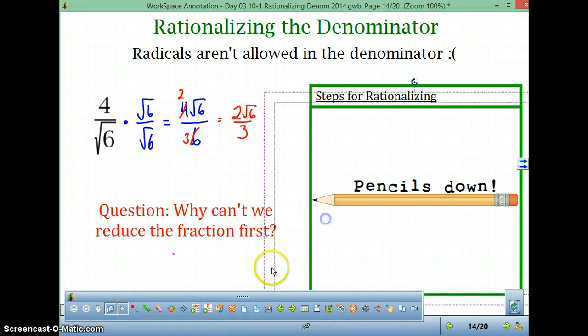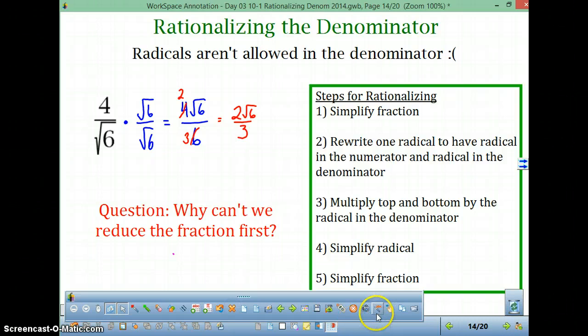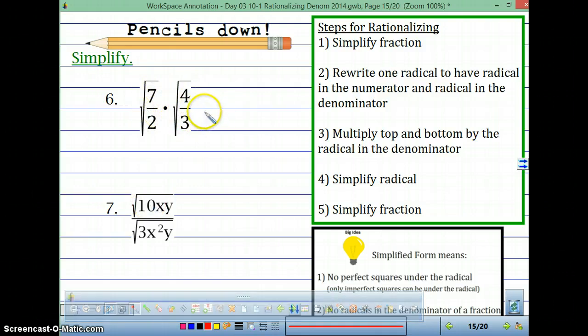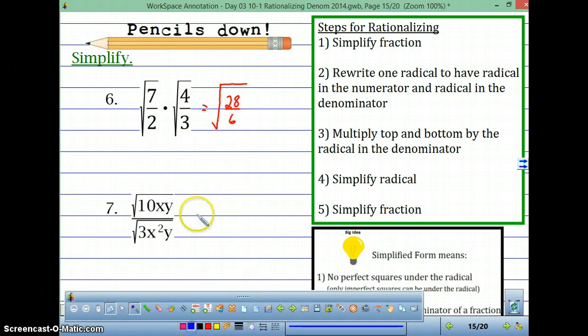Here are the steps. Let's do a practice here. All right, what happens if you have something like this? First step, let me give you a hint. It's going to look like this. Do that first. It's going to be 28 over 6. Now question, can I reduce 28 over 6?